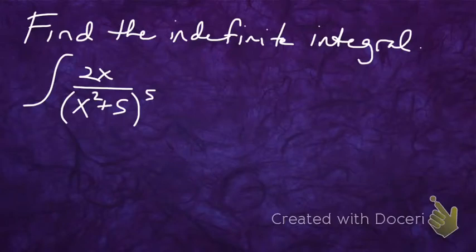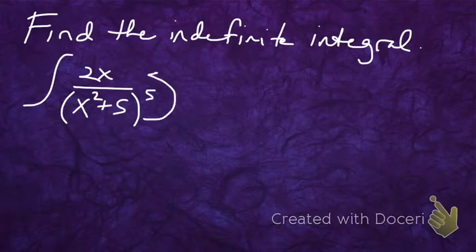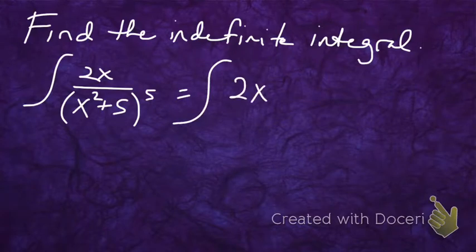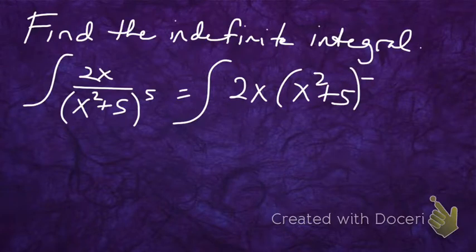We're going to try this integral using substitution. Before we do, I'm going to move this quantity to the numerator using that rule for exponents. So that's going to be the antiderivative of 2x times the quantity x squared plus 5 to the negative fifth power.